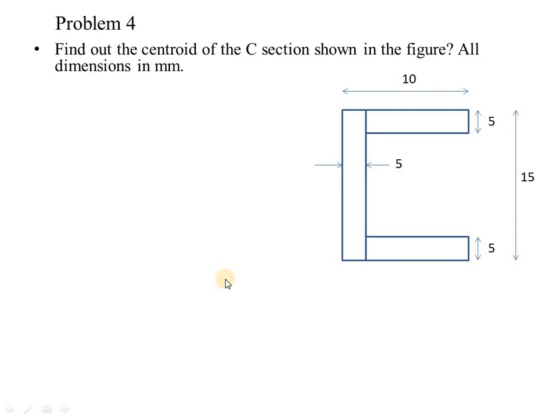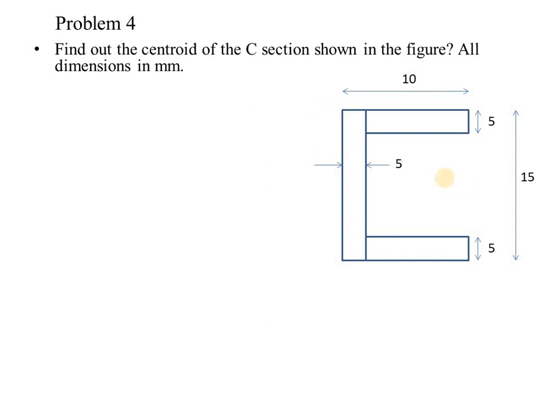So, let's see another problem. Find out the centroid distance of the C section shown in the figure. All the dimensions provided are in mm. Here also we can use the same equations, A1, A2, A3 and all. The only difference is that we are having a C section. In the previous problem, we were considering an I section.